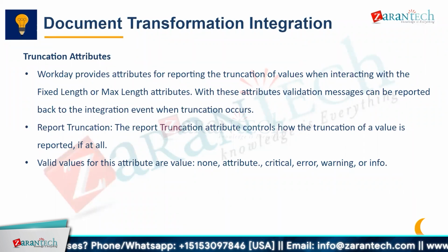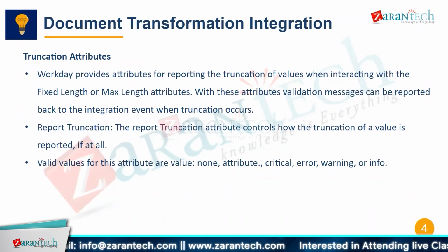Truncation is when you have, say, 10 digits as the fixed length value. If you get 15 digits in your input, it will truncate everything after the 10th digit, so digits 11 to 15 will be dropped. Again, when a truncation event happens, you can also set up the validation rules around it and the reporting values.